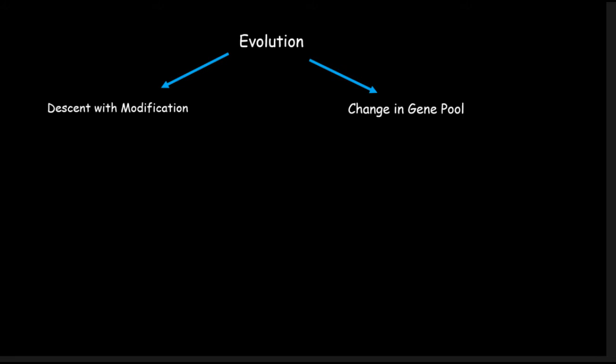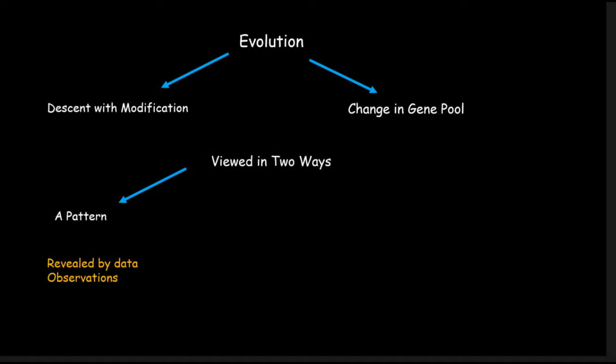Evolution can also be viewed in two different ways. It can be viewed as a pattern of change, which is determined from lots and lots of data or observations that scientists collect over time. Or it can be viewed as a process which explains the pattern of change, in other words, the mechanism behind that change. And that is what Darwin tried to introduce to us, or did introduce to us, and what we study from one biology class to another.